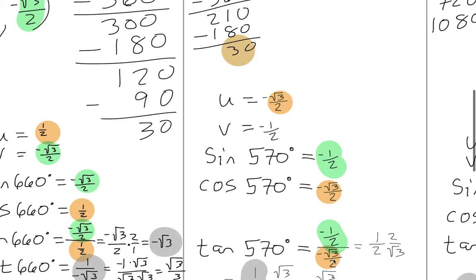Tangent, you divide the 2. Again, do that fun, happy trick where you can multiply by the reciprocal. So you get 1/2 times the reciprocal of the orange, which is now 2 over square root of 3. The negatives cancel out, so it's going to be a positive answer.